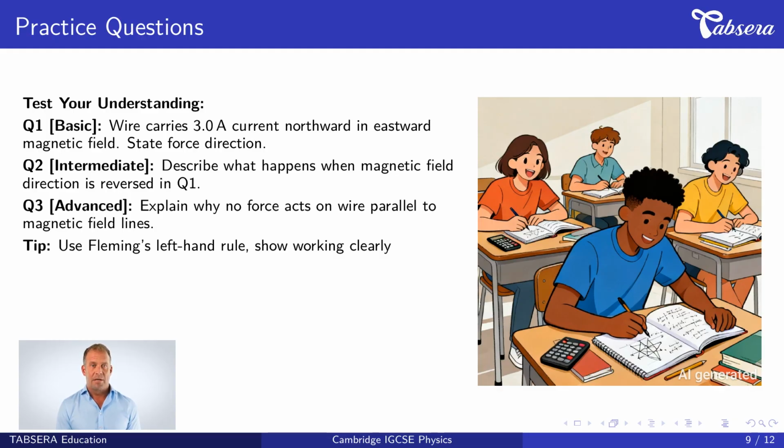Question 2 is intermediate level. It states, describe what happens when the magnetic field direction is reversed in question 1. This requires you to apply the concepts we've learned about reversing field direction.